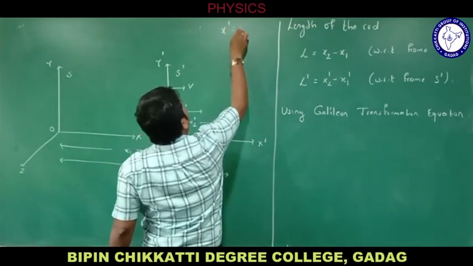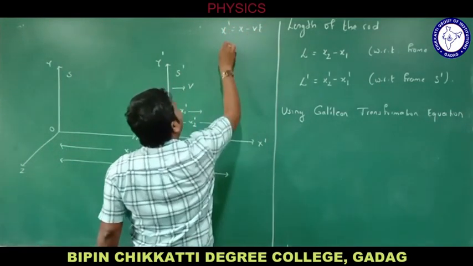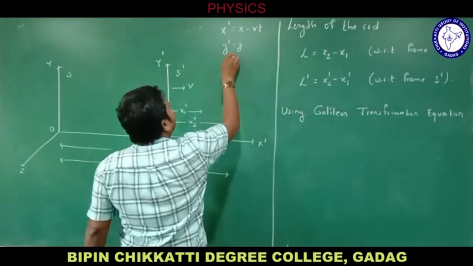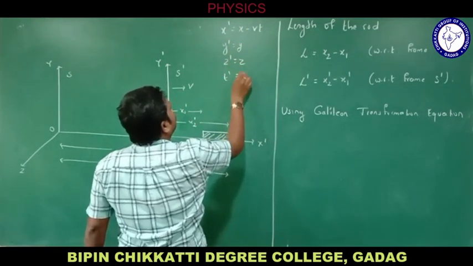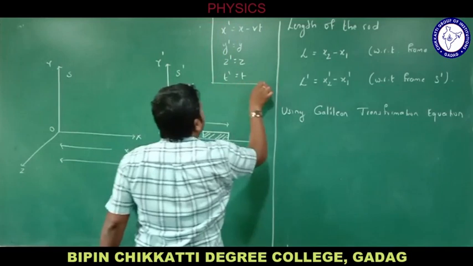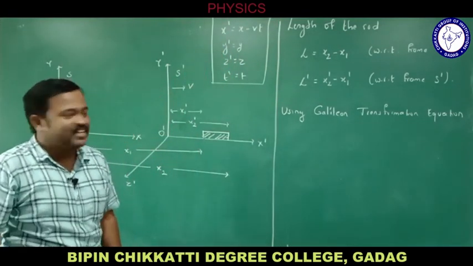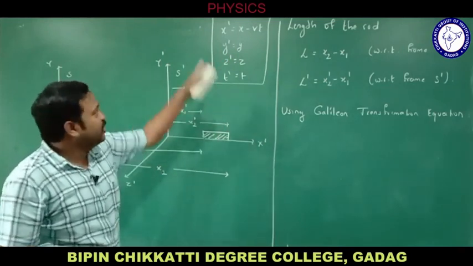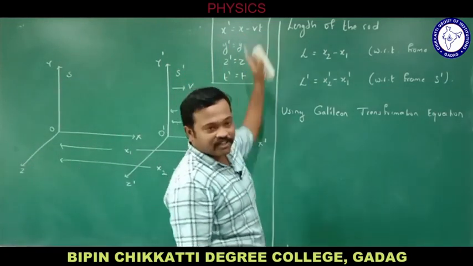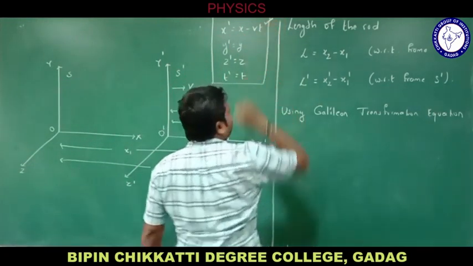x dash equals x minus vt, y dash equals y, z dash equals z, t dash equals t. So what are these? These are called Galilean transformation equations. Since it is along the x-axis, I will be taking this equation here. That is the Galilean transformation equation.